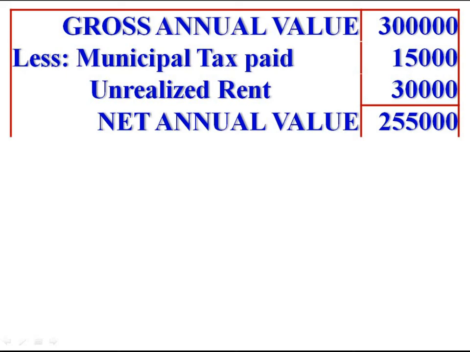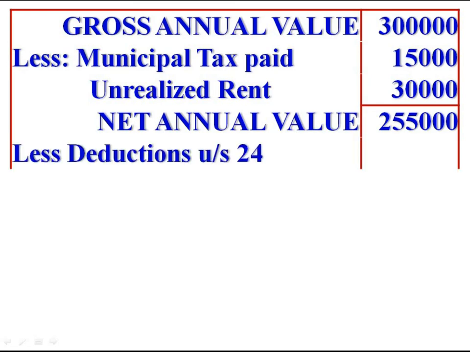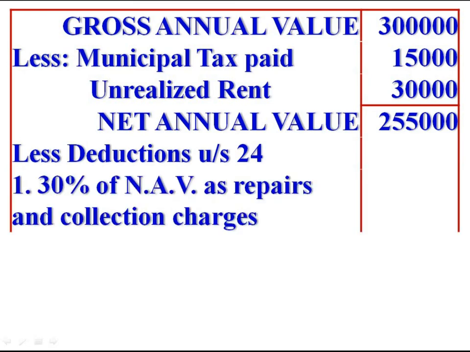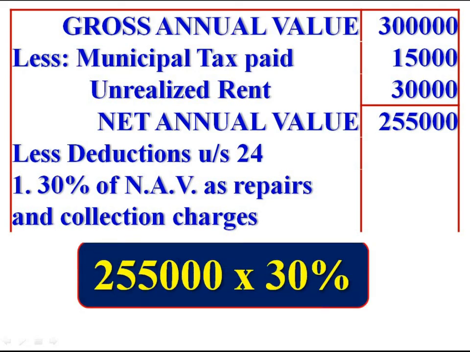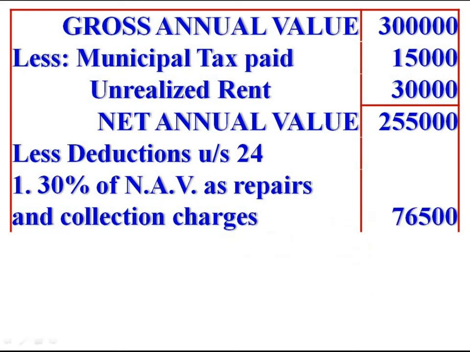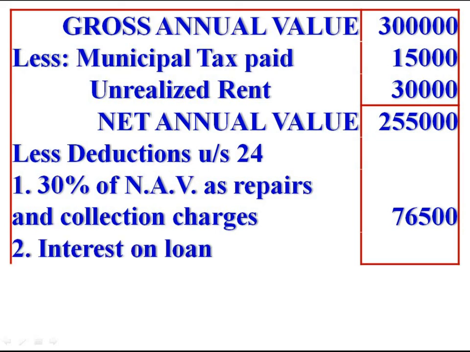After finding net annual value, deduct various deductions under section 24. The first deduction is the standard deduction, 30% of the net annual value for repairs and collection charges. Here, net annual value rupees 2,55,000 into 30%. Repairs and collection charges being rupees 76,500. Then next, second deduction, interest on loan. In this problem, there is no interest on loan, nil.